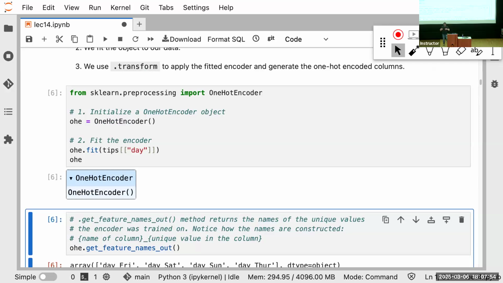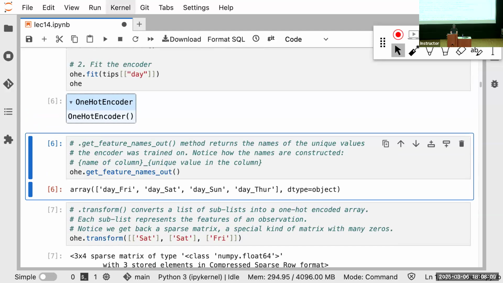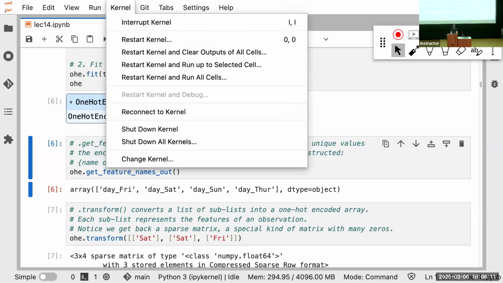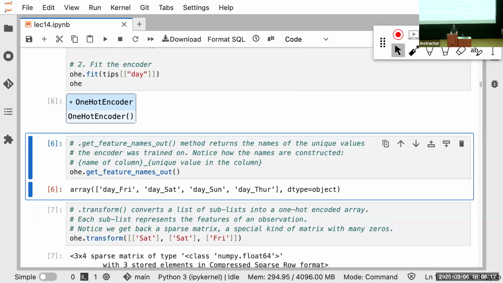Let's go prove that it's actually working as intended. So again, the first two steps are pretty straightforward. Let's play around with this object a little bit more. First of all, I just want to show you that this OneHotEncoder recognizes what values are in the data set. Let me clear outputs so that I can see. Oh, maybe I'll just show you what they are.